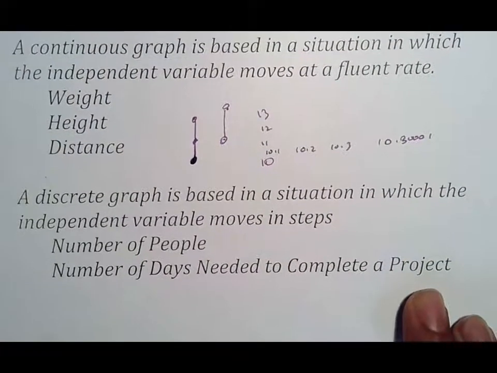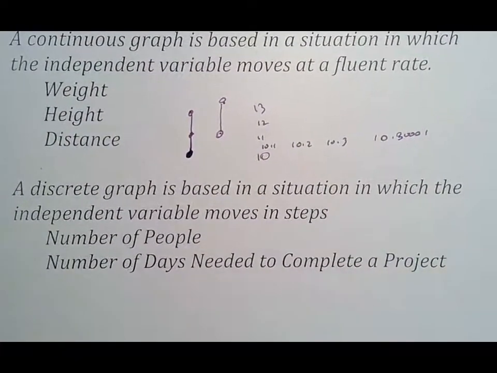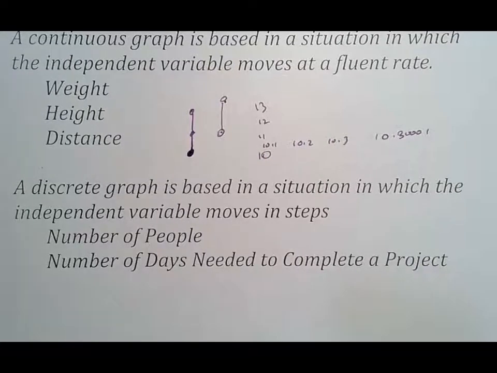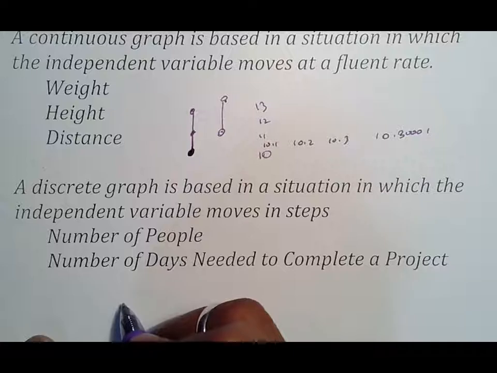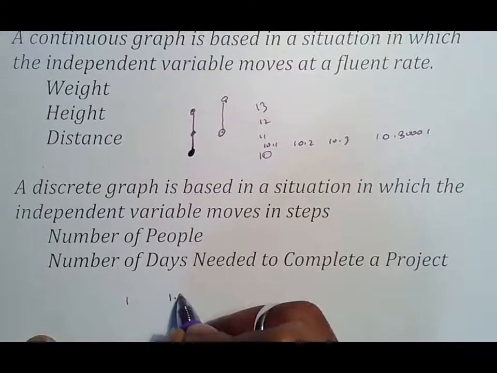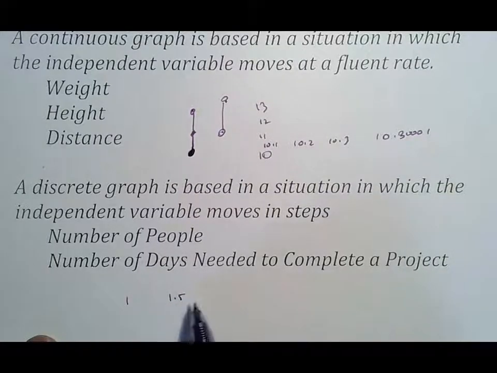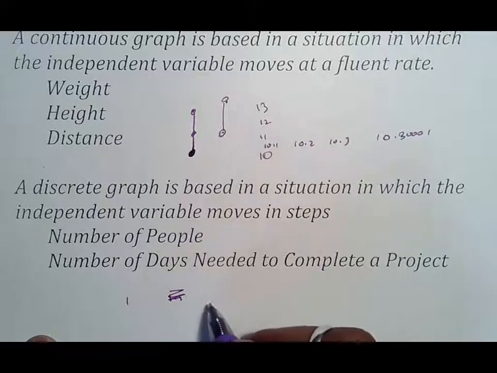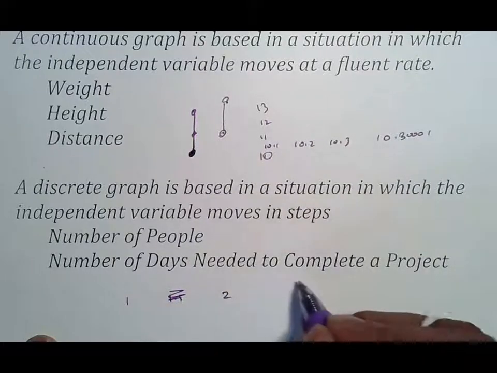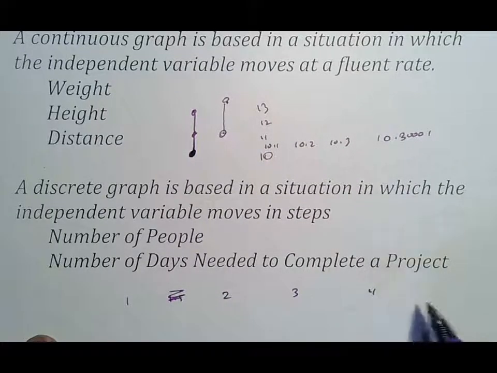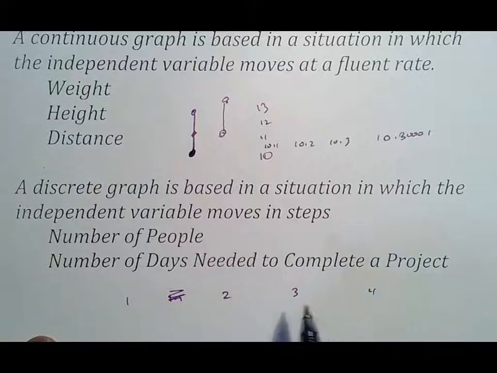A discrete graph is based on a situation where the independent variable moves in steps. And so number of people, number of days needed to complete a project. You don't go from 1 to 1.5 people. There's no such thing as 1.5 people. It would obviously go from 1 to 2, then from 2 to 3 and from 3 to 4 and so on. So you are jumping from 1 up to 2, from 2 up to 3, you're skipping over a whole range of things. And so that's what's making it what it is.